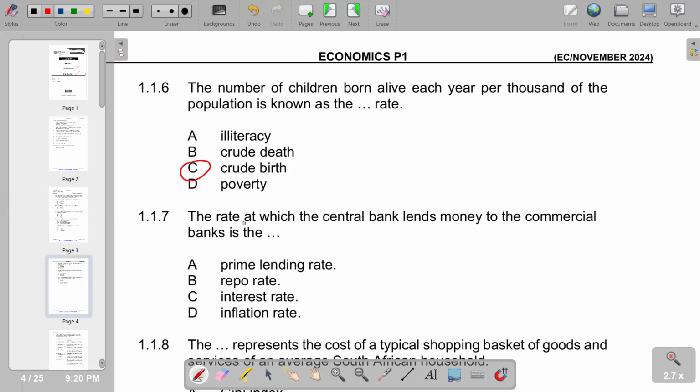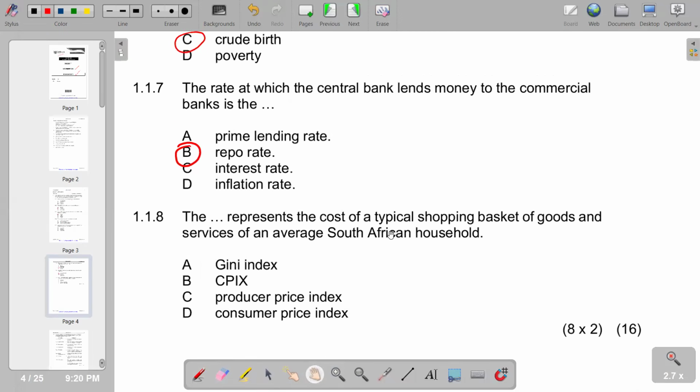Then number seven, the rate at which the central bank lends money to the commercial bank is the repo rate, which you have on B. So our number eight, the dash represents the cost of a typical shopping basket of goods and services of an average South African household. So of course we're given the Gini index, the CPIX, the producer price index, and the consumer price index. So the correct one is the consumer price index.